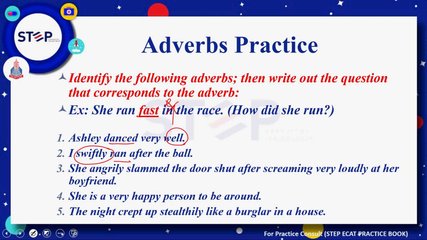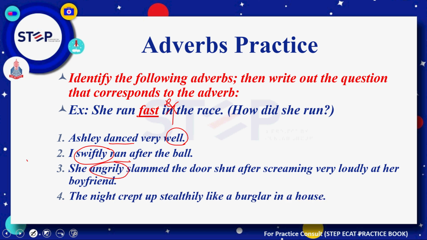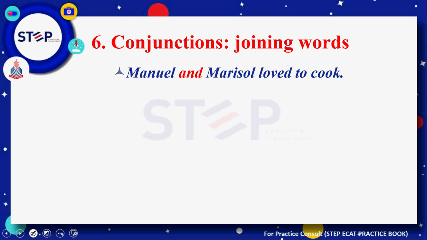She angrily slammed the door shut after screaming very loudly at her. She angrily slammed. Slammed is a verb, and angrily is an adverb. Okay, now when we talk about the fourth sentence, the night crept up stealthily. So this stealthily is certainly an adverb, like a burglar. So in what way the night crept? Stealthily.